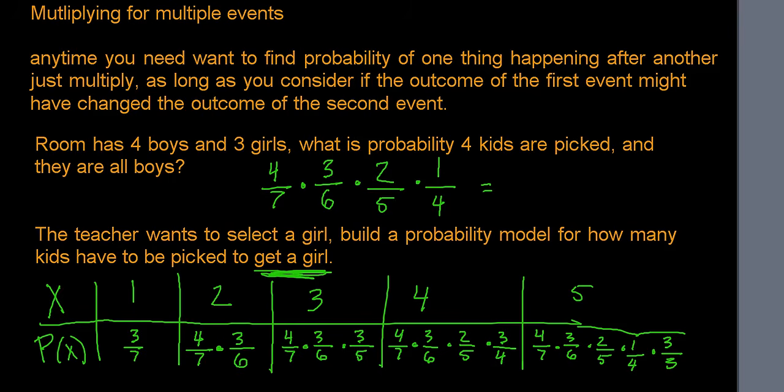Now that's it. I will never have to go to 6 kids because that's impossible, right? Why would I need to go to 6 kids? There's only 4 boys. So if I pick all 4 boys, I'm guaranteed 100% chance, 3 out of 3, to get a girl on that 5th kid. So you guys can multiply those out to actually get the probabilities, but there are the different outcomes for I need to get a girl. I could get a girl on the very first kid, second kid, third kid, fourth kid, or I might have to wait all the way to that 5th kid.